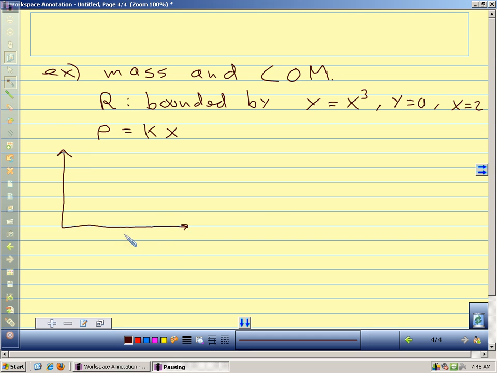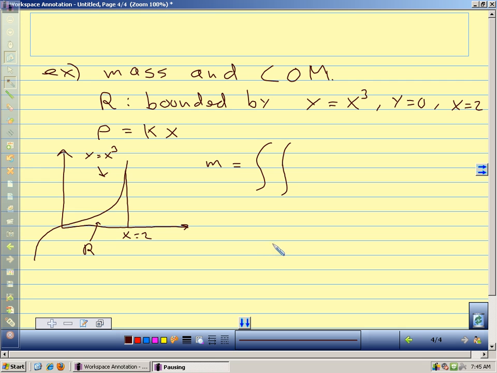So let's sketch our region. Here is y equals x to the third. Here's x equals 2. So our region is in here. To find our mass, we have a double integral. How do we want to set up our double integral here?